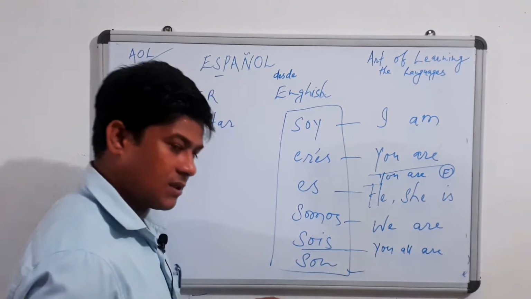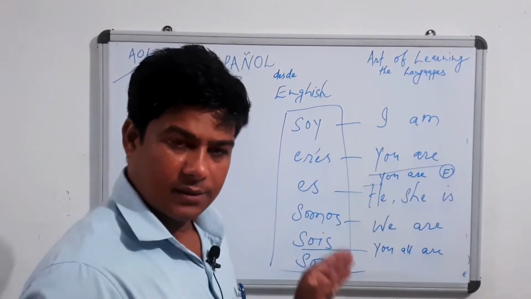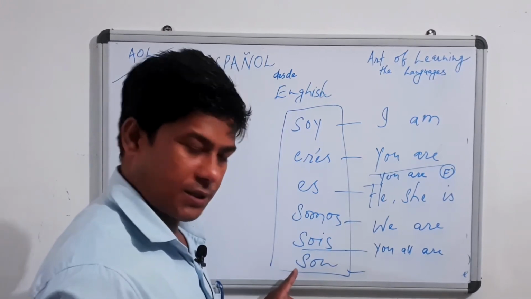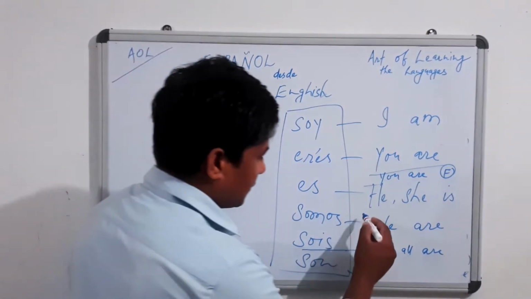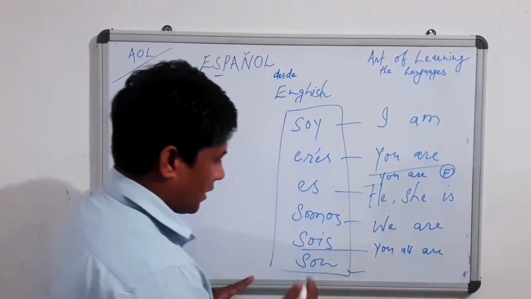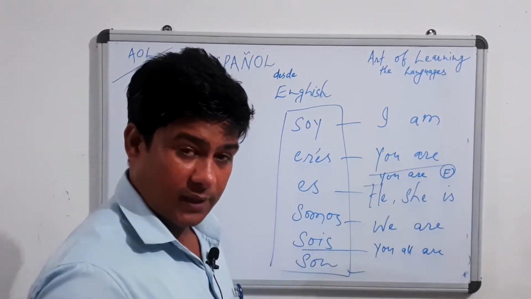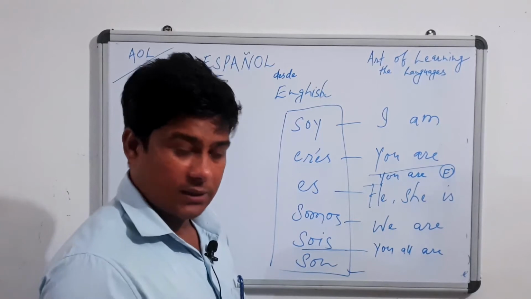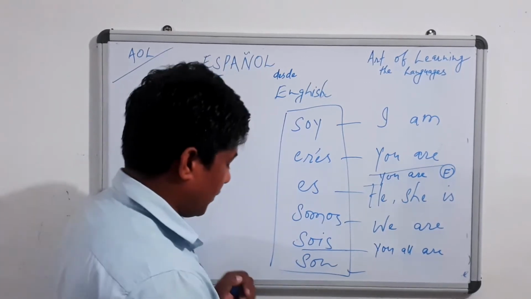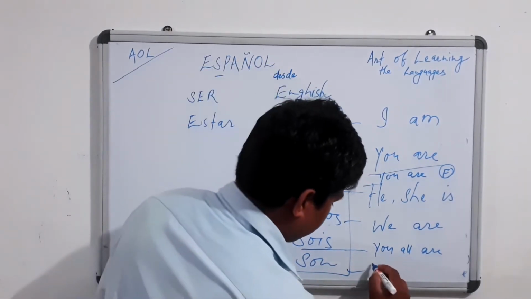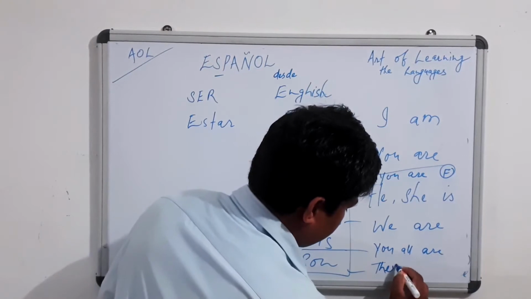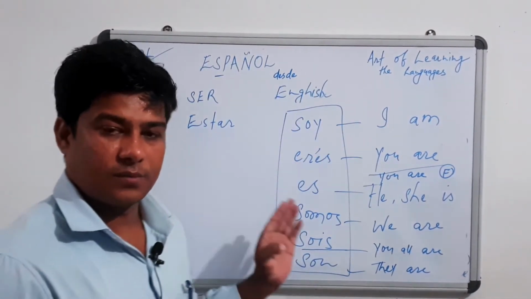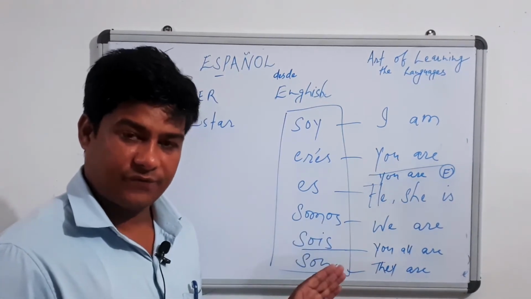Son, that means they are. This is the plural form of the third person, es and so on, right? So when we are using he, she, is, and they are in the plural, we have to use they are. They are talking, they are working, they are people. So we have to use son. So they are, right? This form is called the ser form.